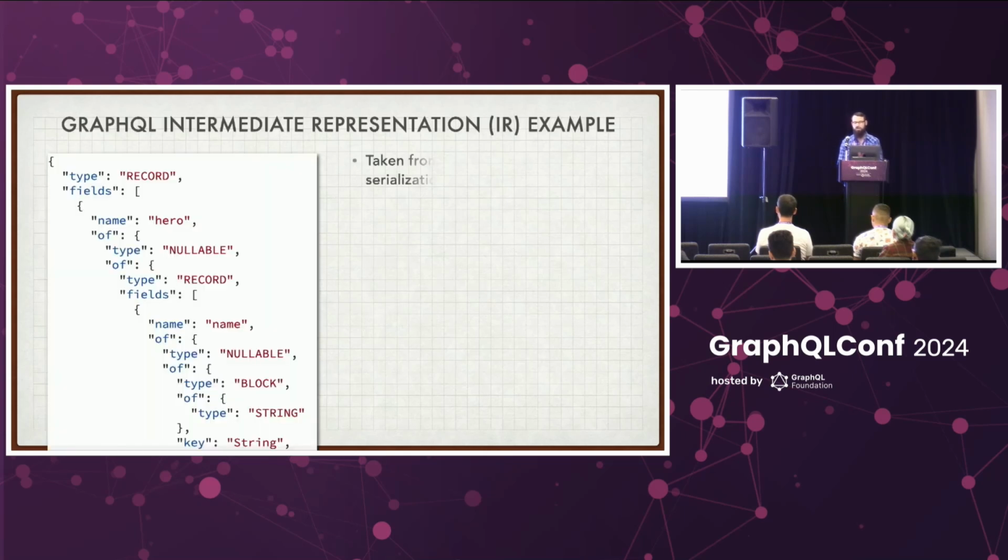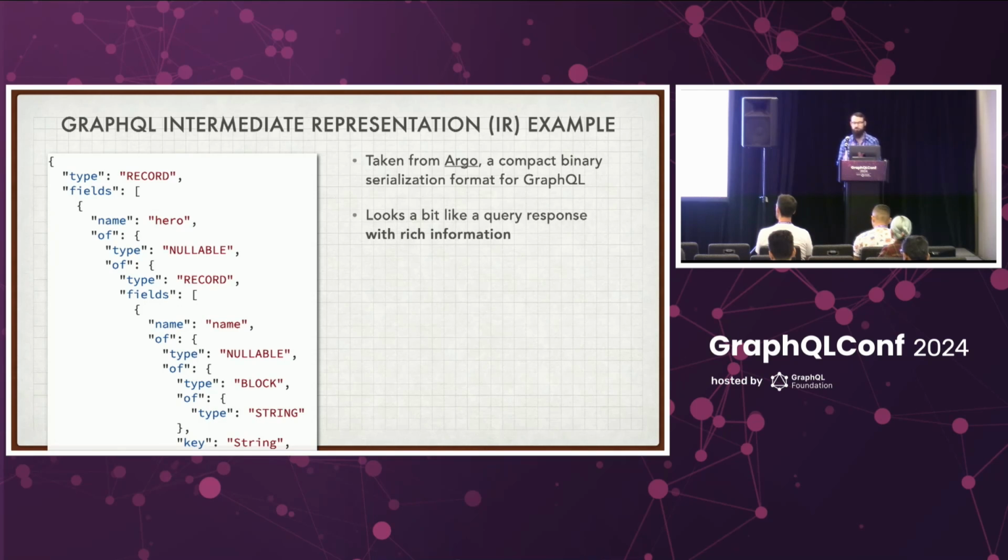This example is taken from Argo, which is a compact binary serialization format for GraphQL. If you squint at this, you can see that it shares the shape of a query response with lots of extra information added and inlined. It has some of the same properties we saw with the LLVM intermediate representation. Types are preserved. It's strict and simplified. It's both human and machine readable.